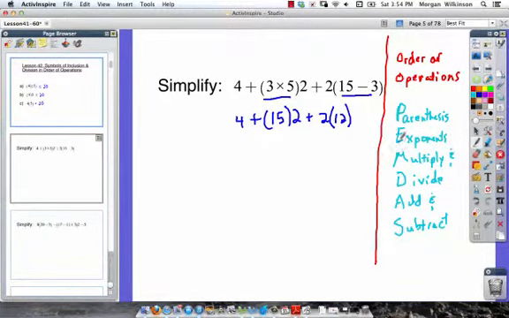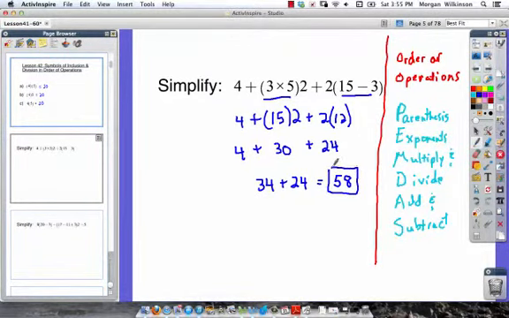We have no exponents. So what we want to do is multiply next. So 15 times 2, that's 30. We've got 4 plus 30 plus 2 times 12. That's 24. We can now go ahead and add, and we're going to add from left to right. So we're going to get 4 plus 30, that's 34, plus 24. It's going to give us our final answer, 34 plus 24, well, it's going to have to be 58. And we're all done with that problem. It's important that you work with the correct order of operations so you get that same answer. Let's move on to our next slide.